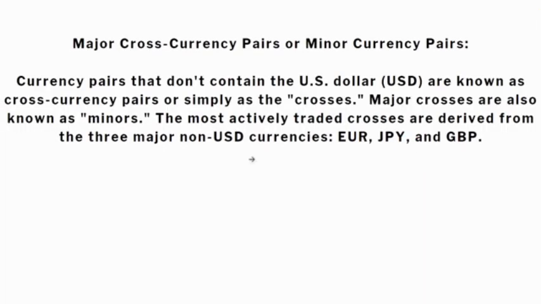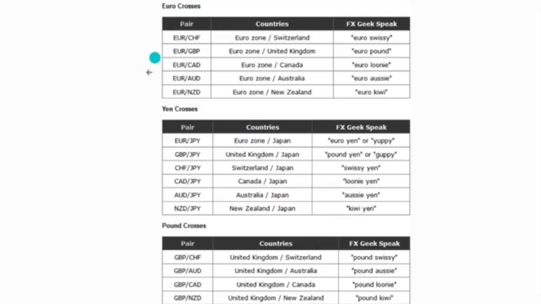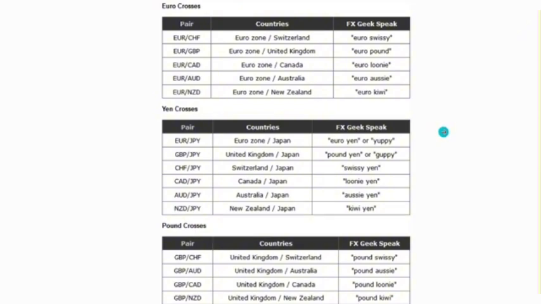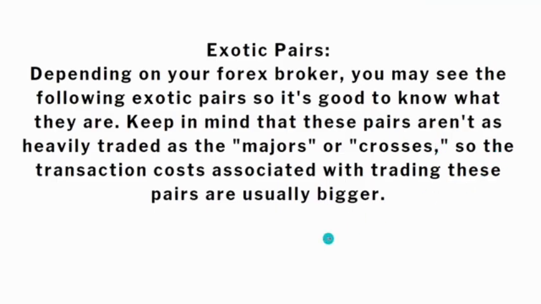And then the next one is obviously major cross currency pairs or minor currency pairs. Currency pairs that don't contain the US dollar are known as cross currency pairs, or simply as the crosses. Major crosses are also known as minors. The most actively traded crosses are derived from the 3 major non-USD currencies, that is the Euro, the JPY, and the GBP. You're going to see all of them right here. You can see the Euro, the Yen, and then the Pound. So these are the major crosses that you can see on your foreign exchange market. Even though trading these comes with a lot of risks, you need to be careful and you need to learn a lot about it before you can trade those.